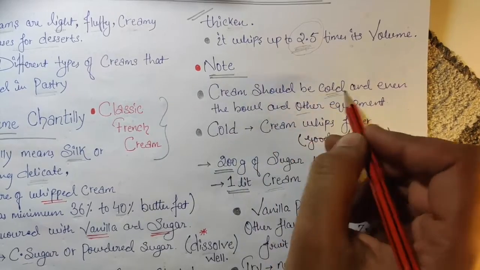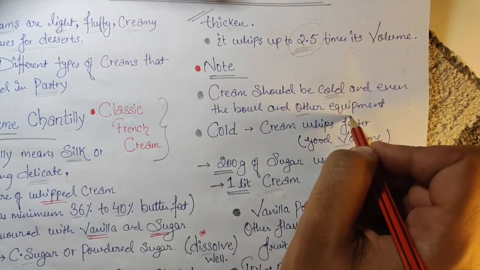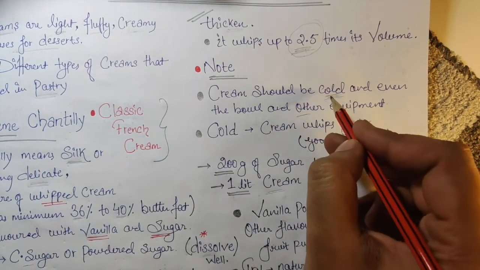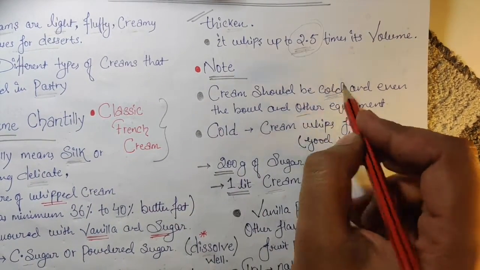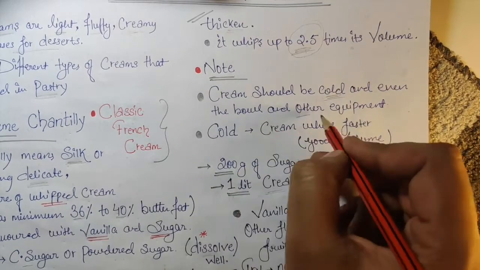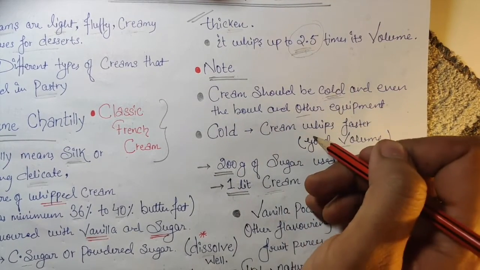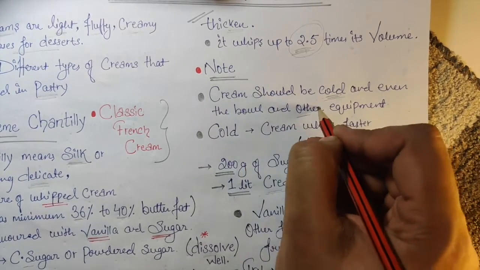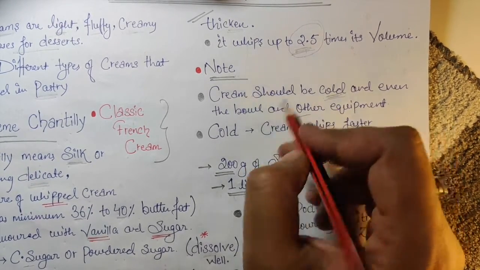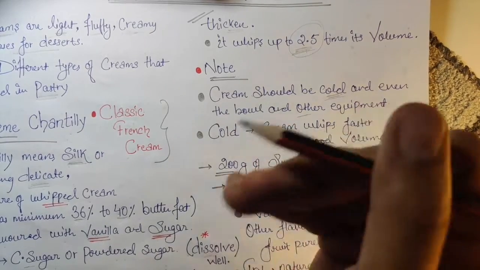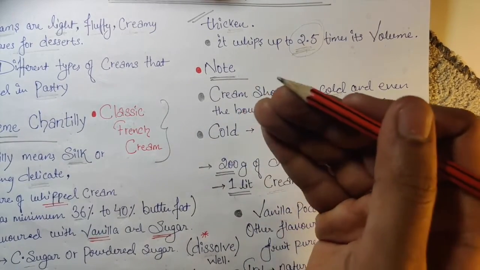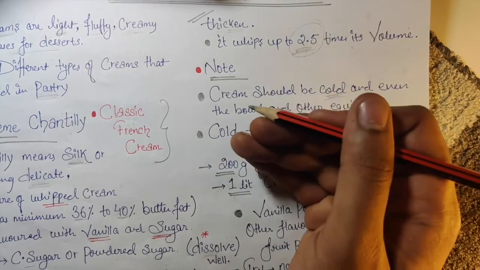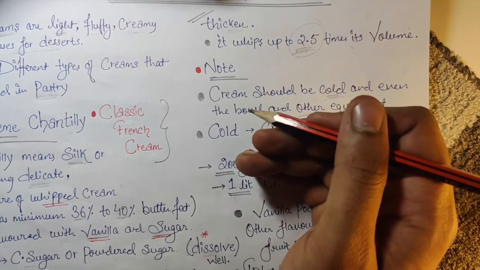Cream should be cold, and even the bowl and other equipment. The cream is supposed to be cold when you start whipping, and the bowl and other equipment, like the tabletop or KitchenAid whisk you're going to use, should be cold too, because the colder it is, the better. It will take less time to whip, because at room temperature it won't whisk as fast.